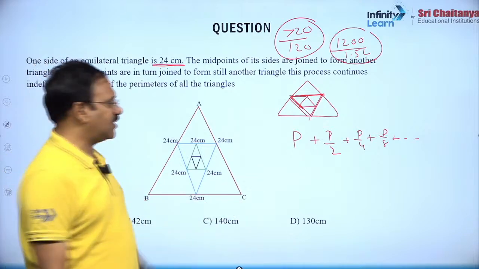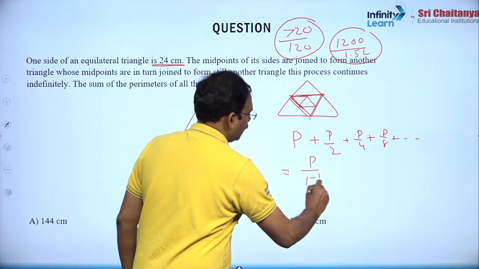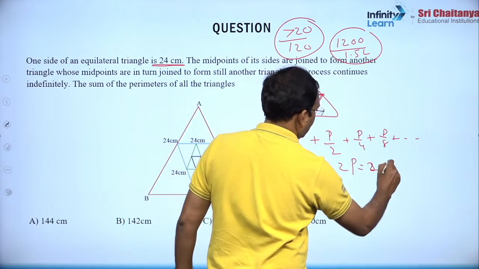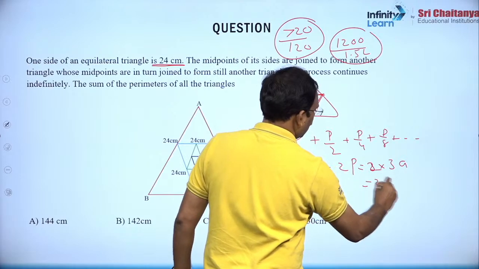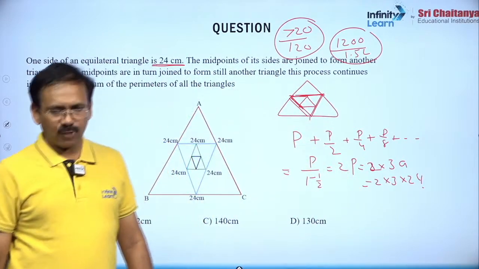This is an infinite GP with first term P, common ratio 1 by 2, which gives 2P. And P is the perimeter, right? 3A. So 2 into 3 into side is 24. That is the thing.